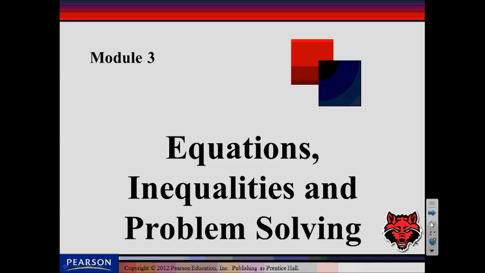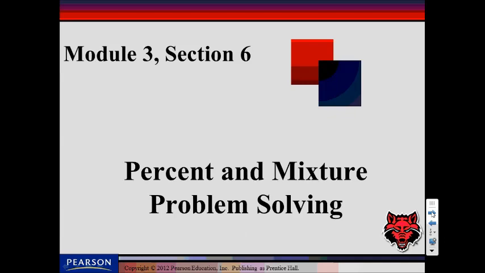In Module 3, Section 6, we will continue to look at the problem-solving process. Specifically, we will look at problems with percents and mixtures.